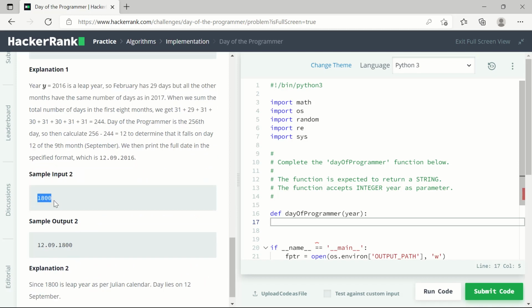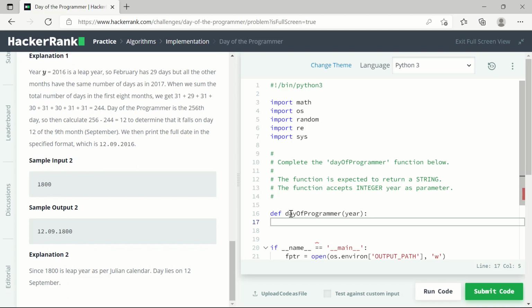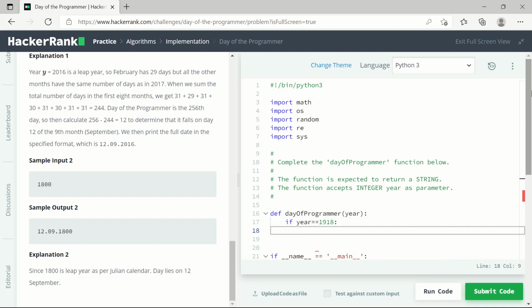We have another example here, 1800. Now this is a century year, and for this again the day is 12th of September. Let's write the code for this problem statement. First I'll be writing the condition for 1918 because 1918 does not fall under the requirement for the leap year and non-leap year, as I've already explained that 13 days were missing in 1918. Now 1918 is not a leap year. For all the non-leap years, the 256th day will be 13th of September.